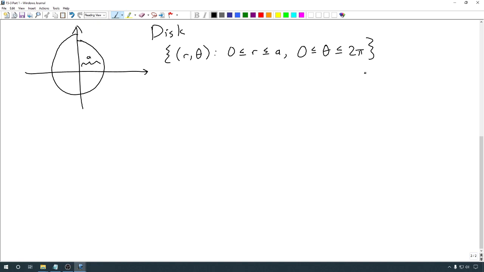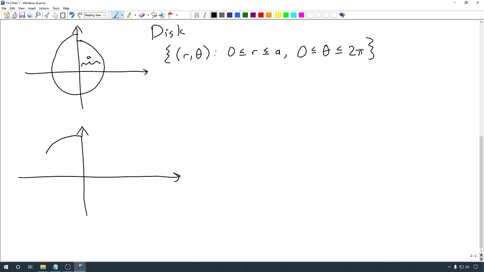This is a very nice description compared to what we had when we were working in rectangular coordinates. There we'd have x squared plus y squared equals a squared, and we'd have to maybe solve and all that kind of stuff. All that we end up doing here is just saying that r and theta are between various numbers. We can actually generalize this a little bit.